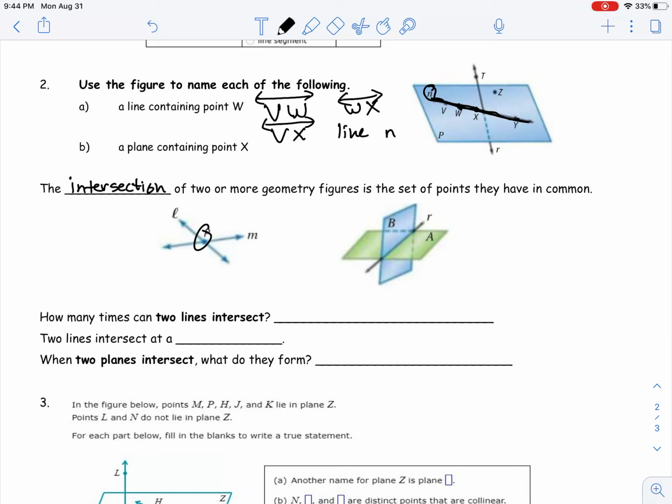So this actually means we're going to go down to this next question. How many times can two lines intersect? Well, if they're straight lines, they're only going to intersect once. Two lines intersect at a point. That's what we saw. They intersect there at point P.